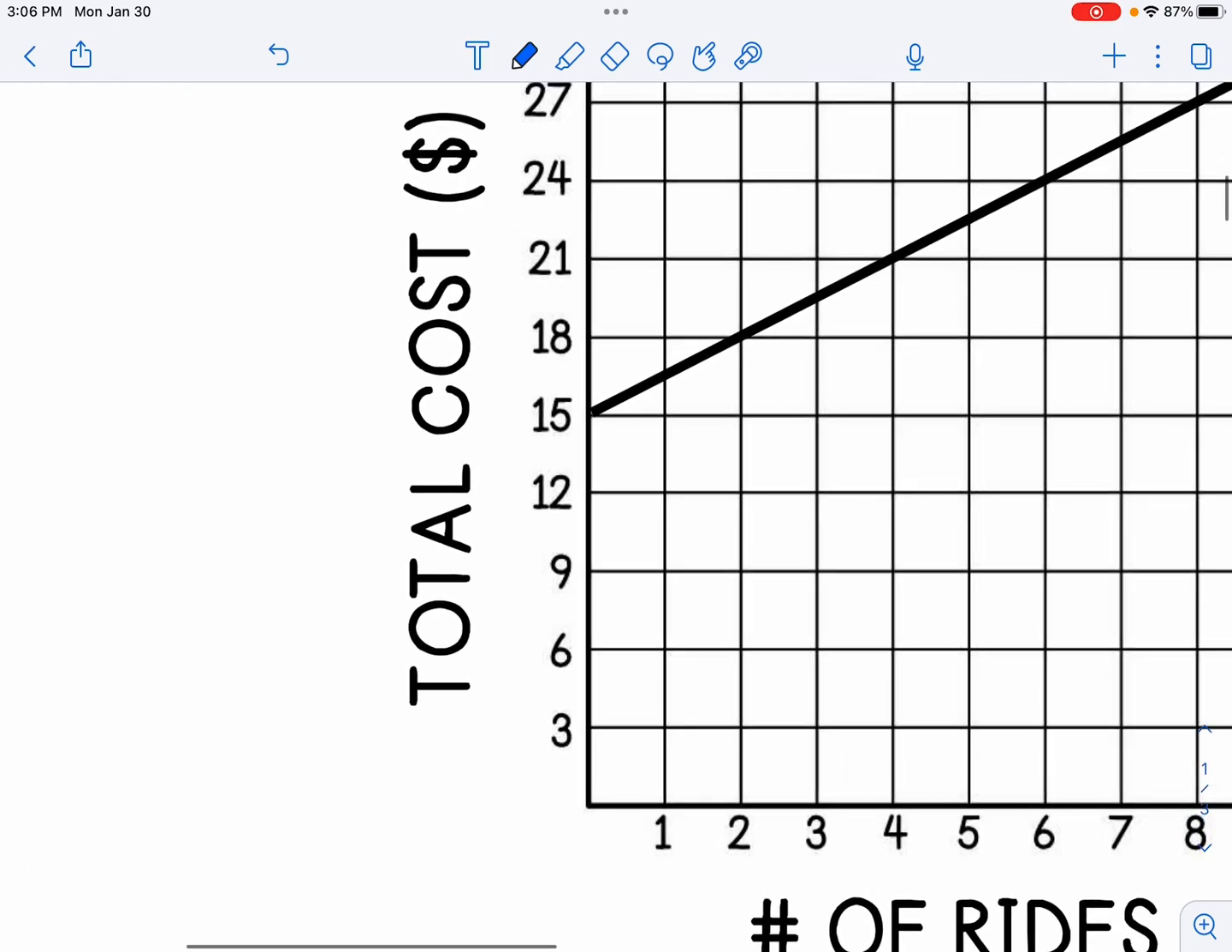So slope is going to be the rise. I count by threes and I went up 1, so that is up 3, and then over 1, 2, counting by ones. Because I'm dealing with money, I am going to divide that out, and I get the number $1.50.